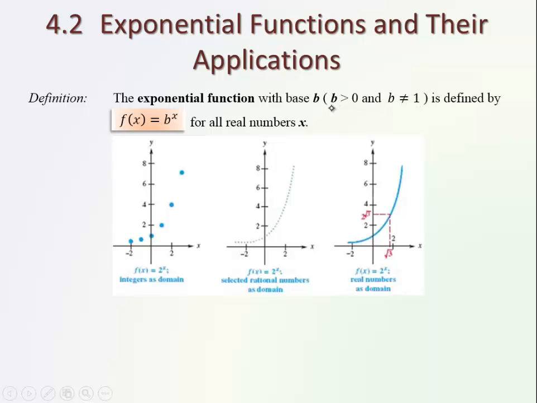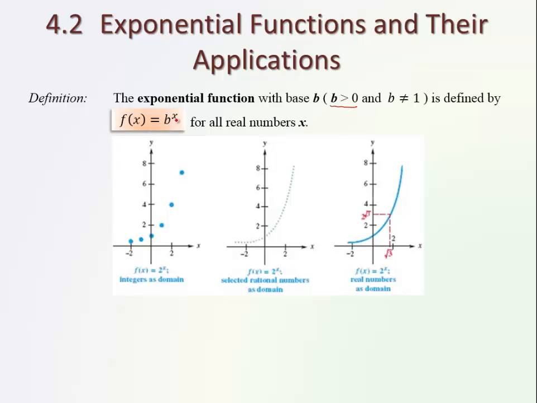However, b should also be positive. The condition for b to be positive is because we don't want to have trouble when we take a negative number to some exponents. Negative numbers raised to some exponents are not defined, for example, a negative number to 1/2 won't be defined. So that's why we want to restrict the base to just positive numbers.